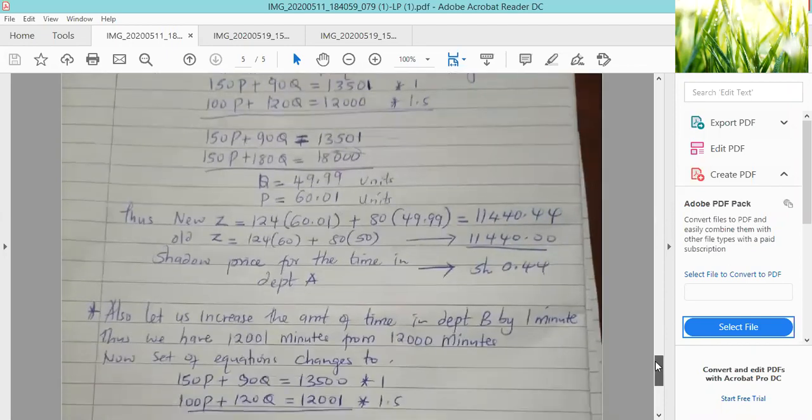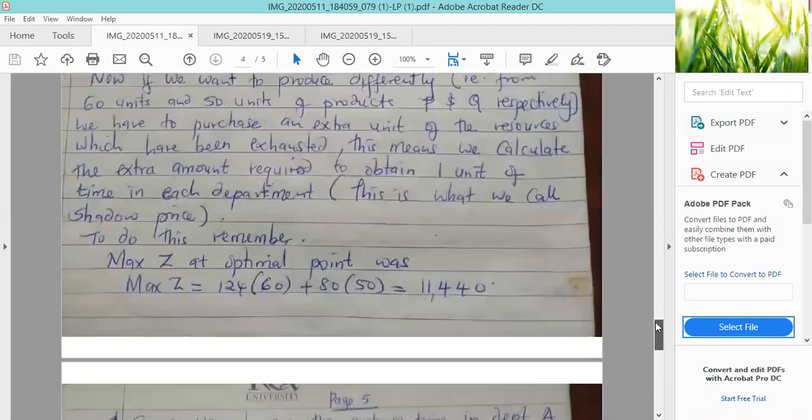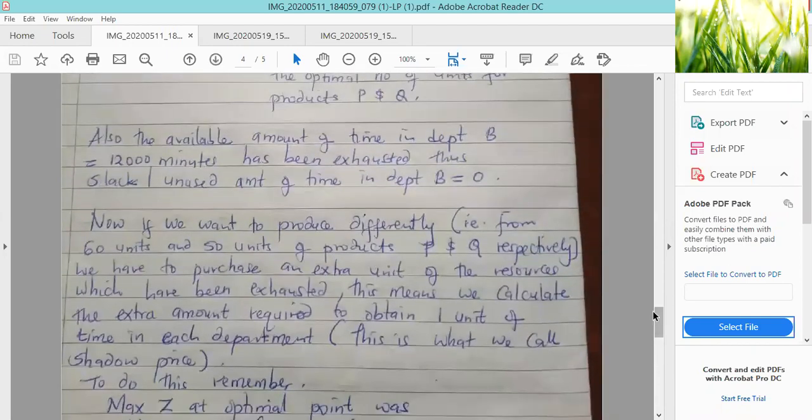Why it didn't work out on constraint number 3 is because there's no shadow price. Remember, we had not actually exhausted the whole 75 units. We still have a balance that allows us to produce an extra amount, which is now the 15 units, which you have not been able to produce at the optimal point.